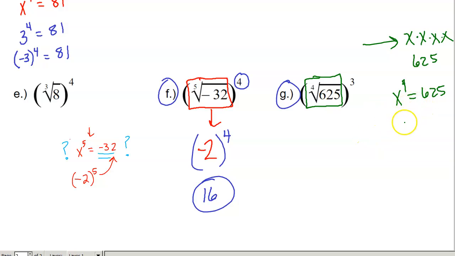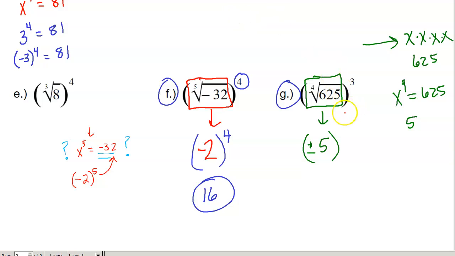So this right here is going to be 5. But remember, if I have a fourth root of 625, technically that's plus or minus, because negative 5 to the fourth and positive 5 to the fourth are both 625. So really, this is going to be a plus or minus as my answer.